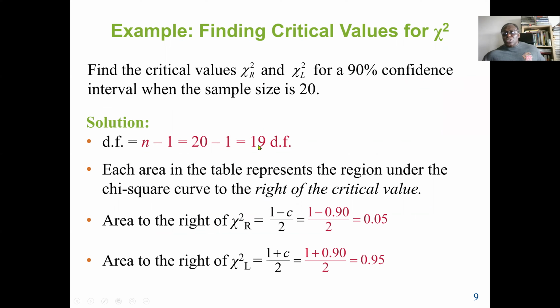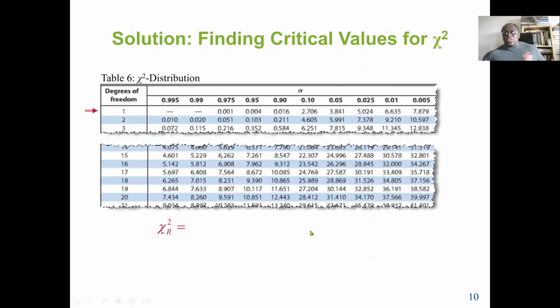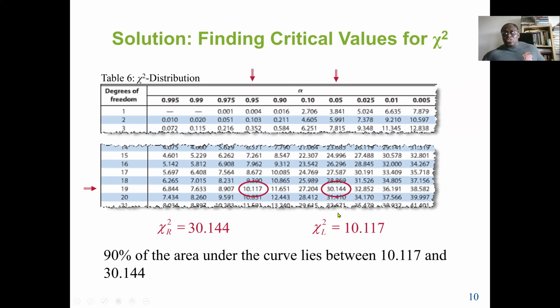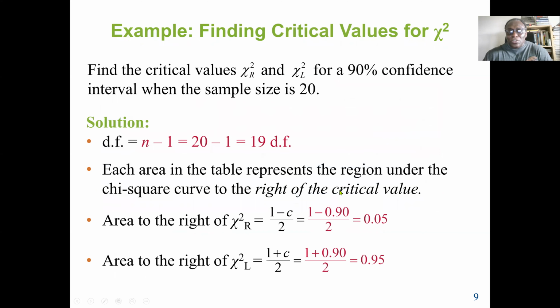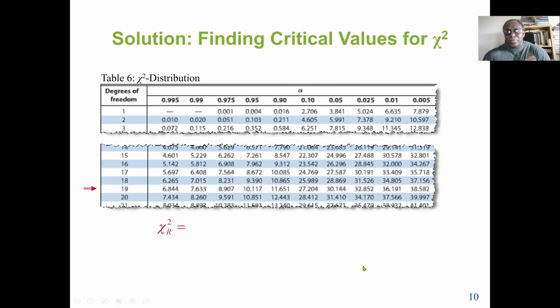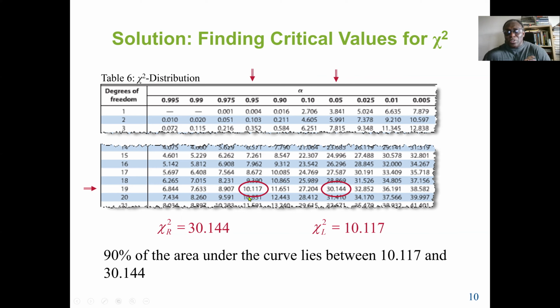So I know my degree of freedom. I know the 0.05 chi-square to the right. So we get the value, degree of freedom, then 0.05. The chi-square value here for 0.05 gives me 30.144. Then we have a second one for 0.95. We have the chi-square left, 1 plus C over 2, 1 plus 0.90 over 2, which gave me 0.95. So for 0.95, the value is 10.117.